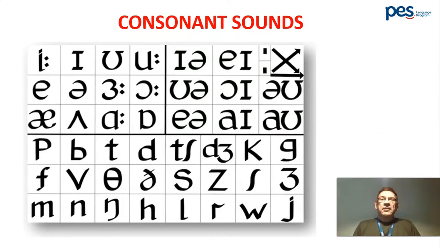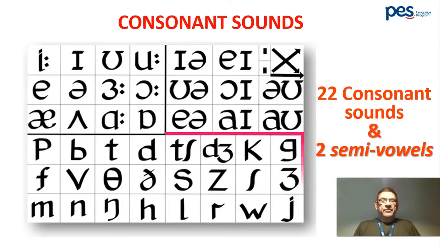And today we are going to finish with the sounds from the phonemic chart. So here we are, consonant sounds. There are 22 consonant sounds in English and 2 semi-vowels. All right? So here they are. All these sounds here and here and here and the 2 semi-vowels there. Okay, let's go.